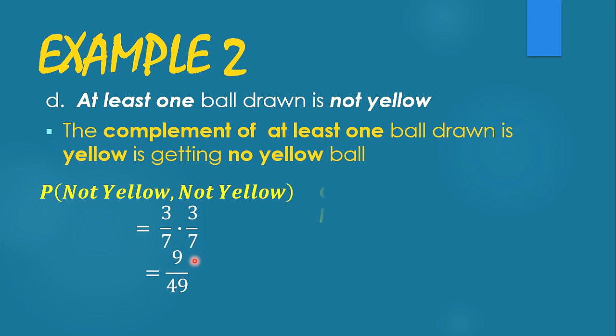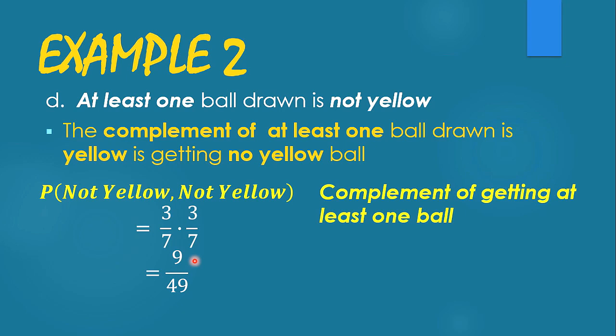Now, getting its complement of at least one ball will have 1 minus the obtained probability, 9 over 49. So 1 minus 9 over 49 is equal to 40 over 49, which is the same as the answer a while ago. That is still equal to 0.82 or 82%.